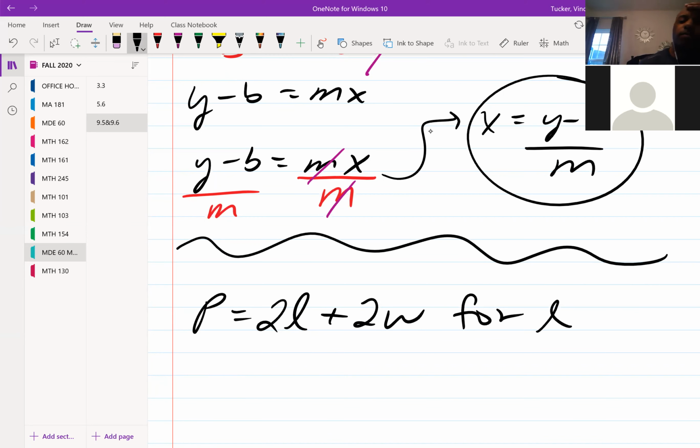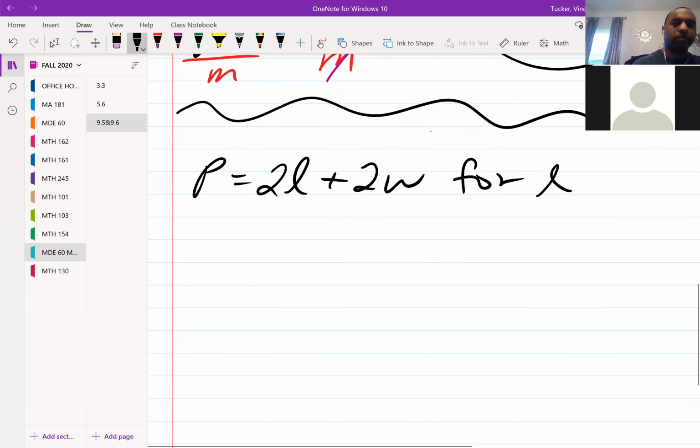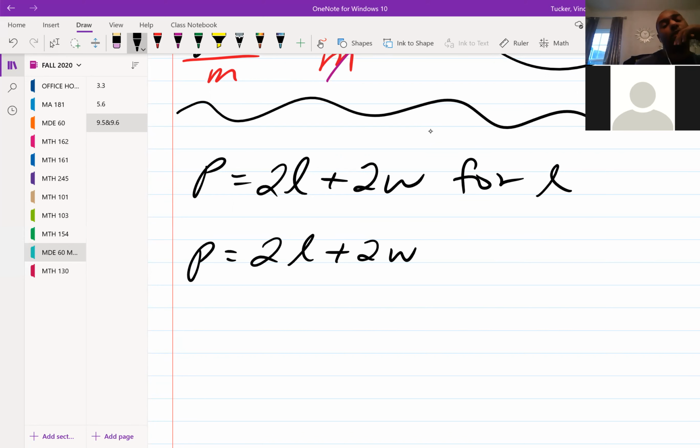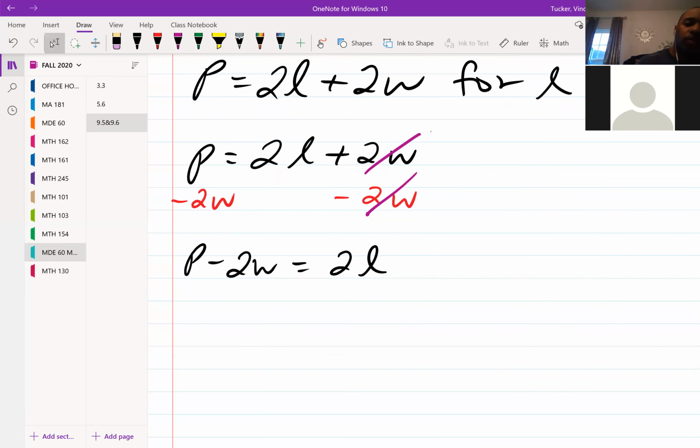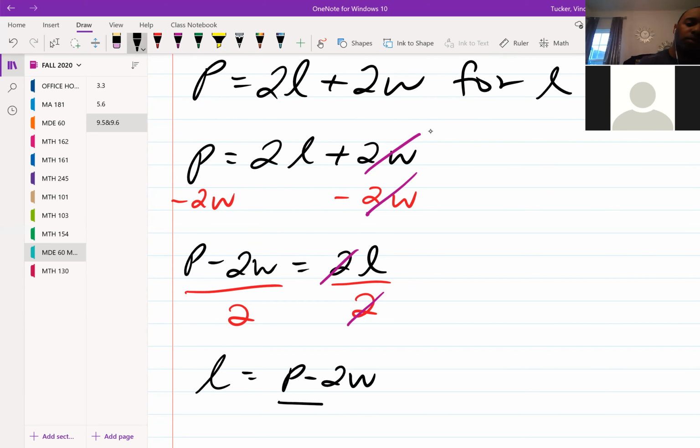All right, questions? Any questions? I want to solve for L. So we have P equal to 2L plus 2W. The goal is to get L by itself, so we need to remove everything else on the right side of the equation. So let's subtract 2W. Now we have P minus 2W equal to 2L. To get the 2 off of L, we divide by 2. L is equal to P minus 2W over 2.